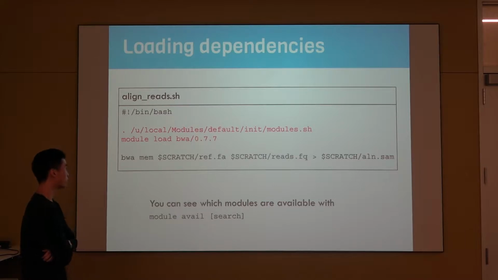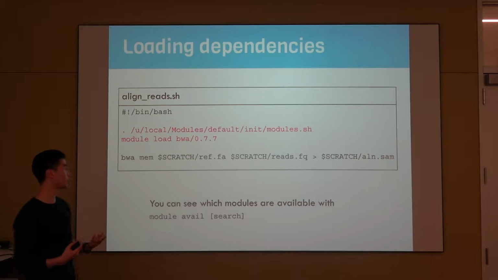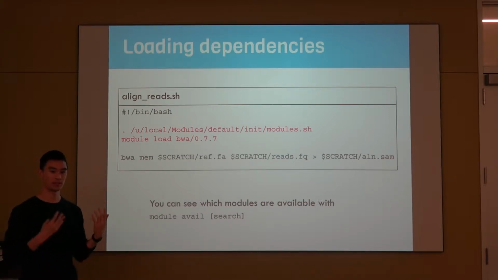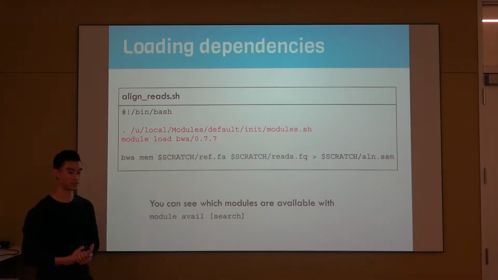And to load a very specific module in your script, you need to add these two lines. The first line is sourcing a file that just makes sure that the modules are loaded correctly. And then the command here, module load, is the way you instantiate a program that you want to use. And here I'm calling BWA version 0.7.7.